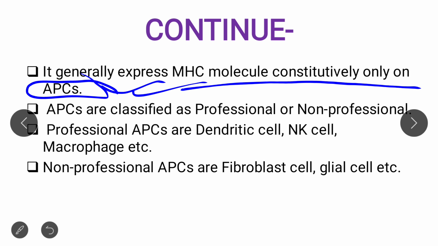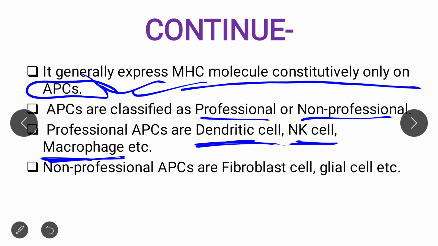Basically APC are classified into two types. One is professional APC and one is non-professional APC. Professional APCs are those which are a major part of the innate immune system, that is NK cell, dendritic cell, macrophage. These are all known as professional APC. Lymphocytes are also an example of professional APC.